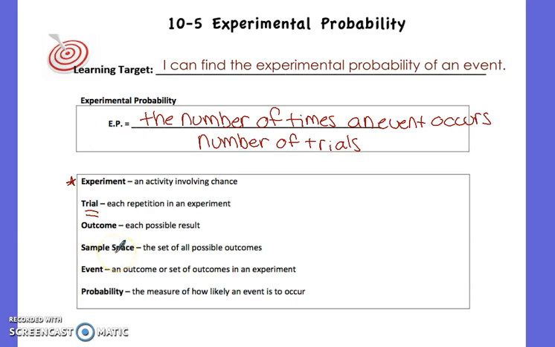Your sample space is the set of all possible outcomes. Sample space, set, remember you need to have set brackets around it. An event is an outcome or set of outcomes. Probability is the measure of how likely an event is to occur. When you see the term as likely as not, that means that you get a 50-50 chance, or you have 50%.